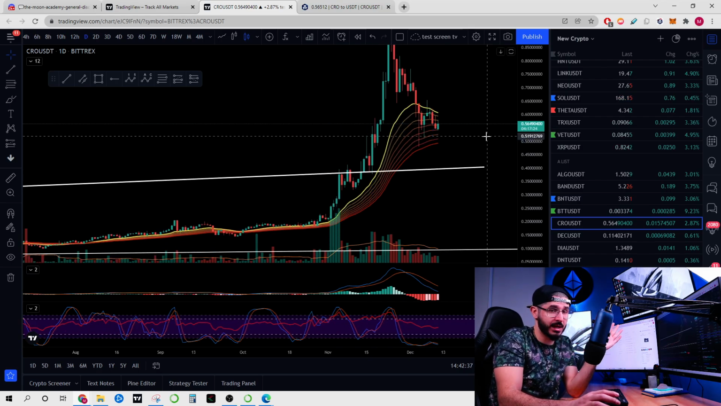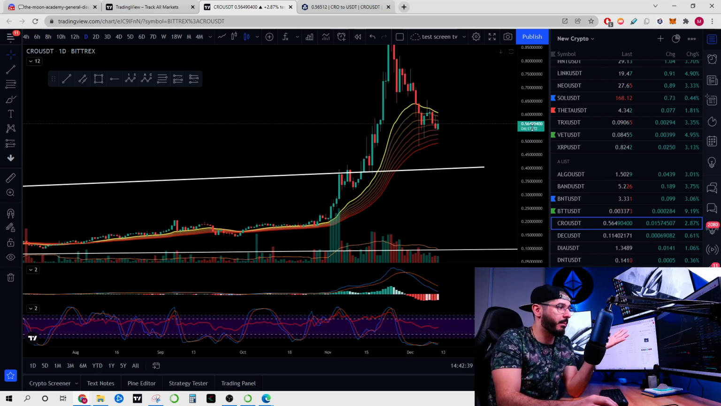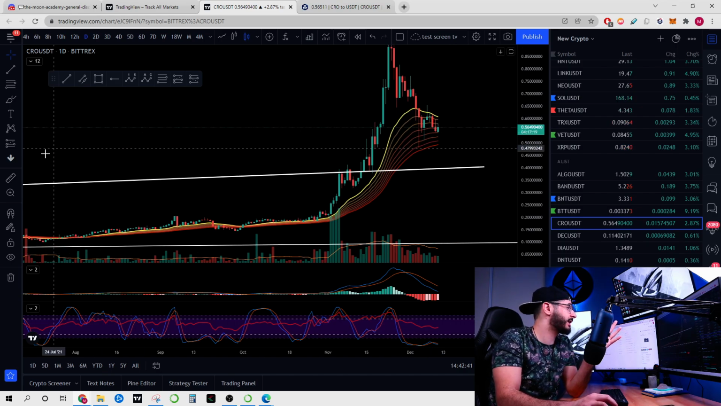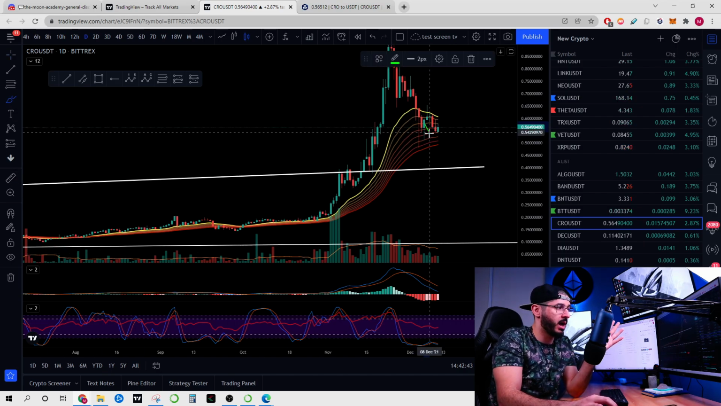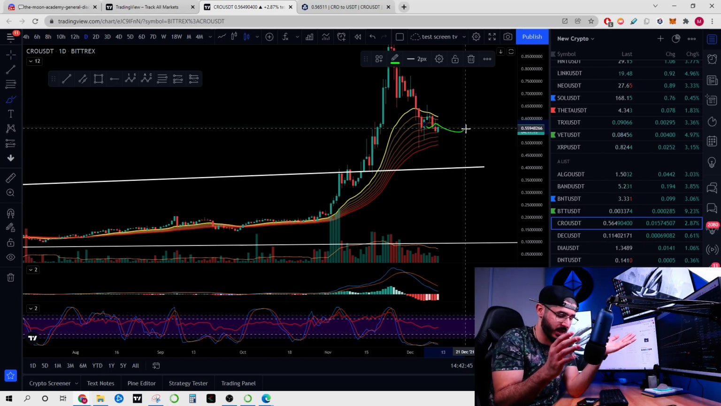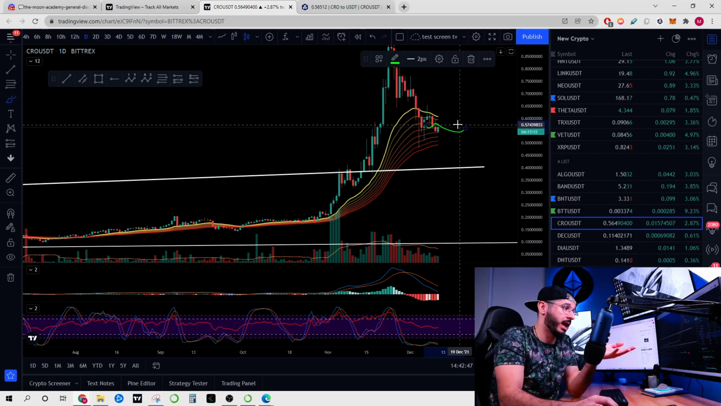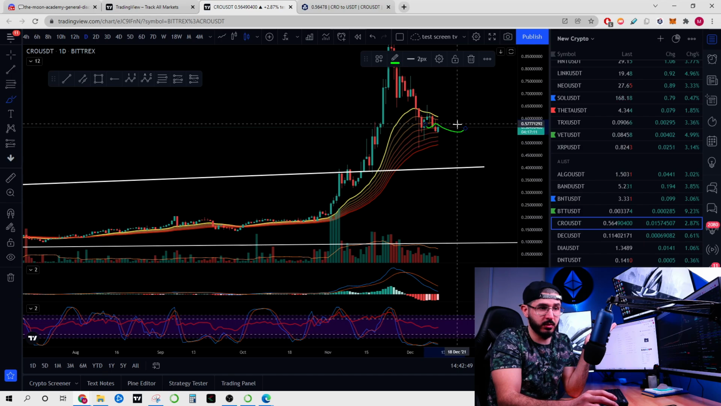We're 100% gonna have some sort of a pump happening, or find some support, or at least lag for a bit here, unless there's extreme selling pressure that the market doesn't even care anymore, and that's it. We're in this range right now.